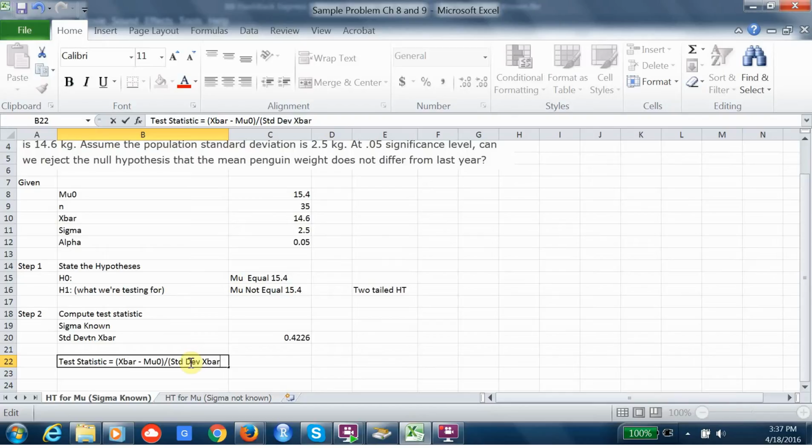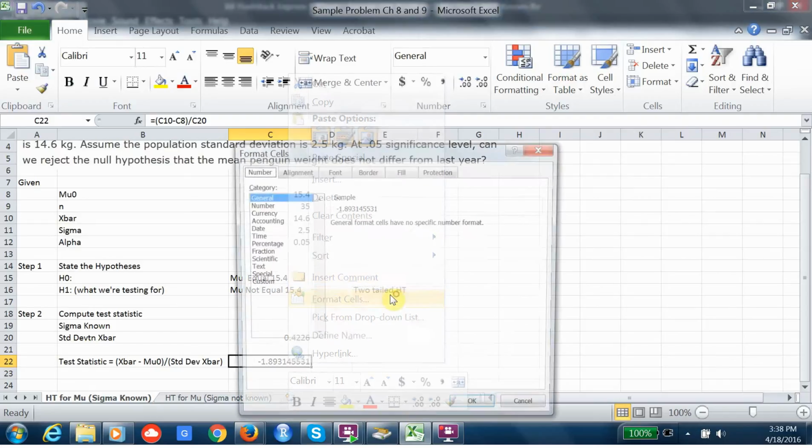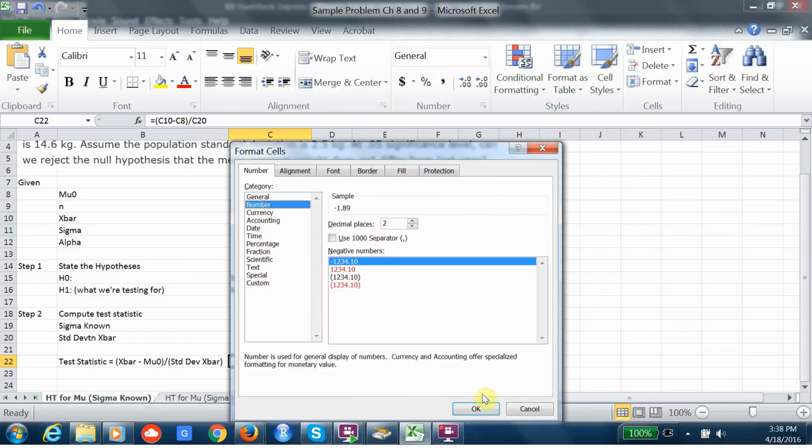When we don't know sigma, this is the estimated standard deviation of x bar. Okay, so let's go ahead and do that. So my x bar is 14.6, my mu naught is 15.4, and the standard deviation of x bar is this. So this is the value of my test statistic. Okay? So this is saying that my x bar is roughly 1.9 standard deviations below the mean. And again, I'm just going to format that off.